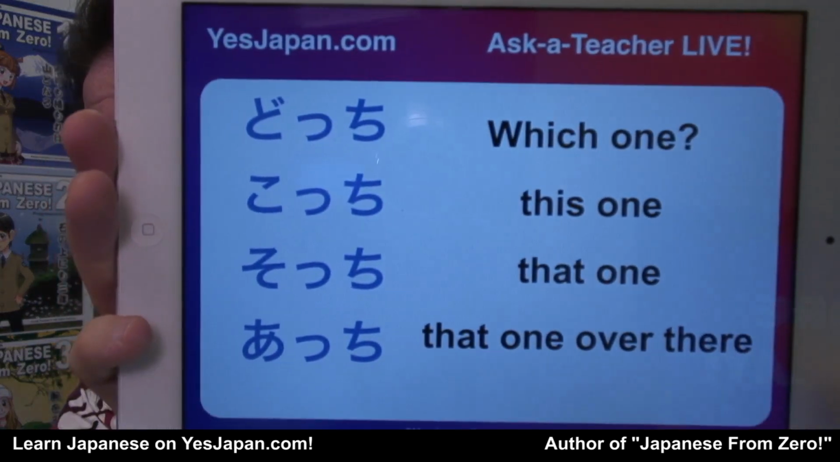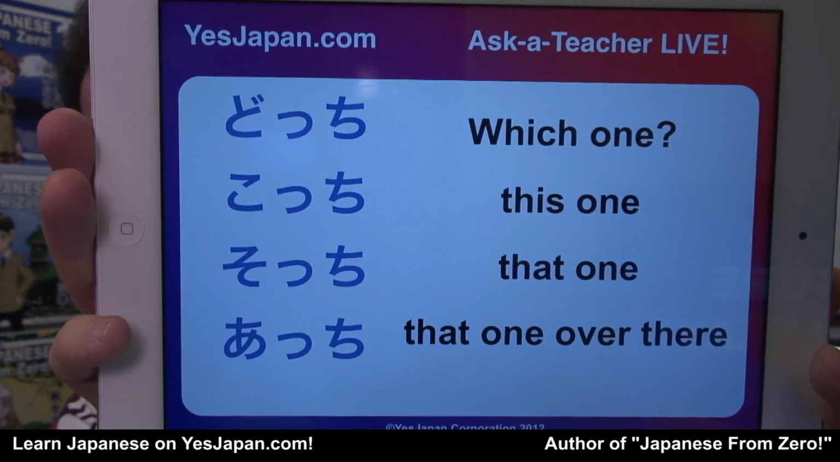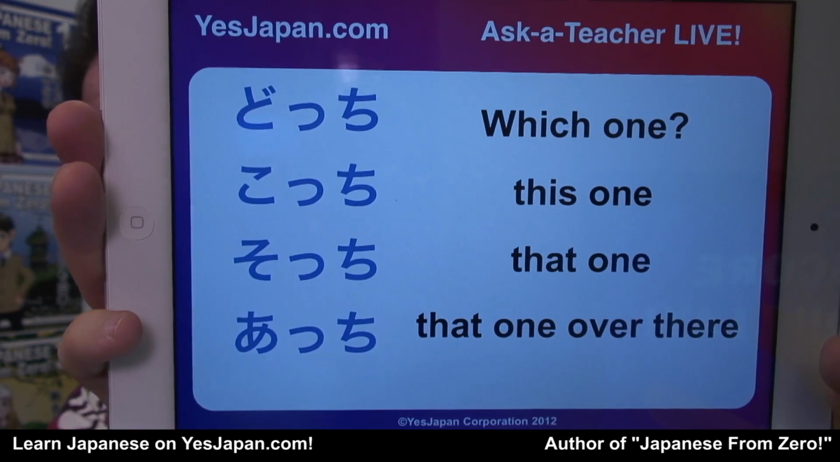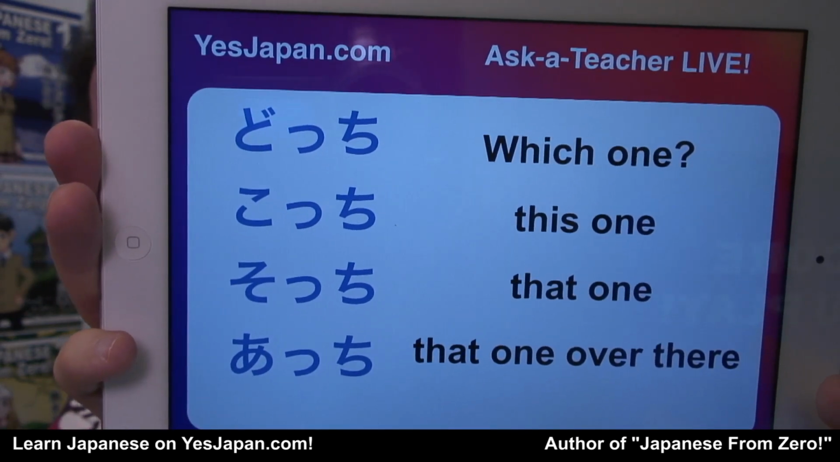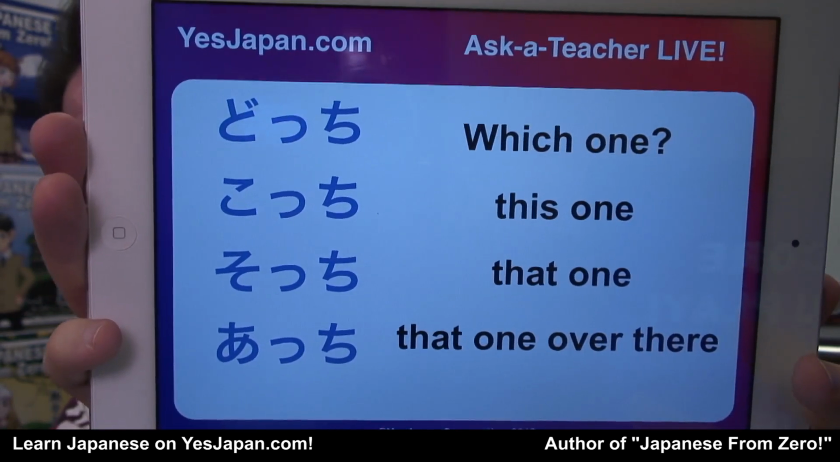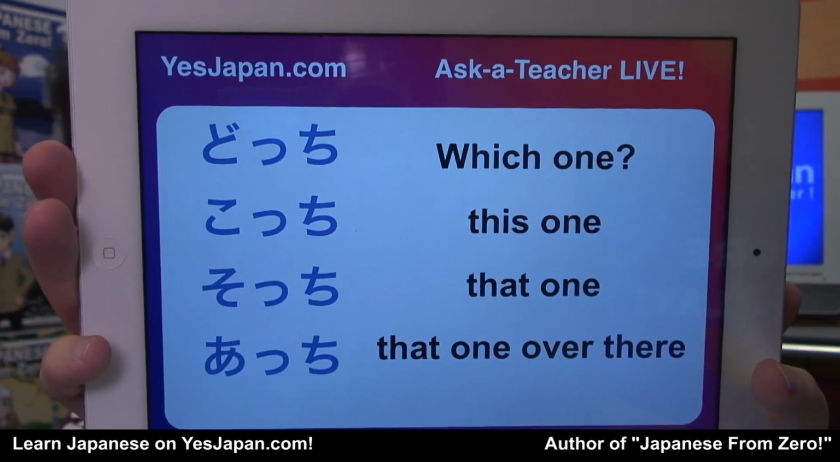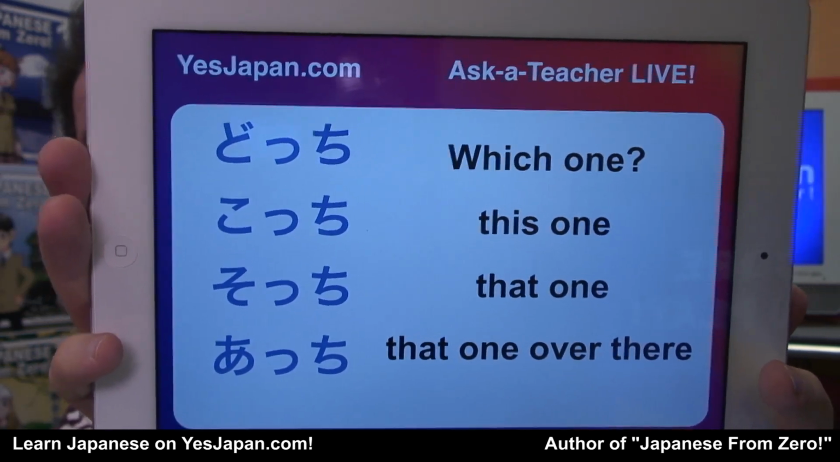Let's look at this other group, and then we'll discuss why we can't use dochi. So we have this other ko-so-a-do group, which is dochi, kochi, sochi, achi, which also mean the exact same thing. Which one, this one, and that one over there. But what's the difference between the kore word group and the dore word group and the dochi word group? Well, the dochi word group can only be used for 2 items, whereas the dore word group can be used to talk about which one out of all of these keys.